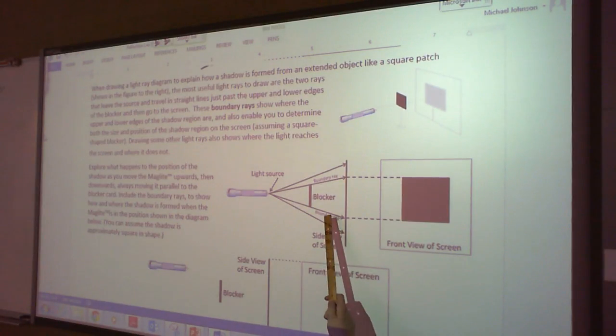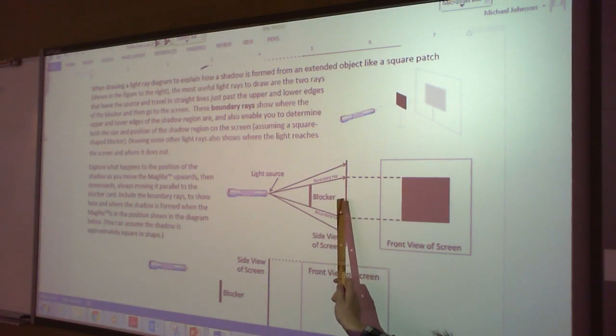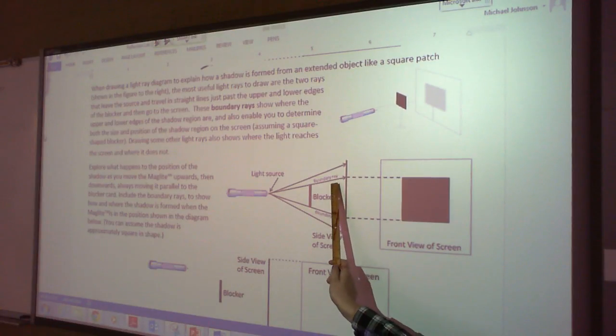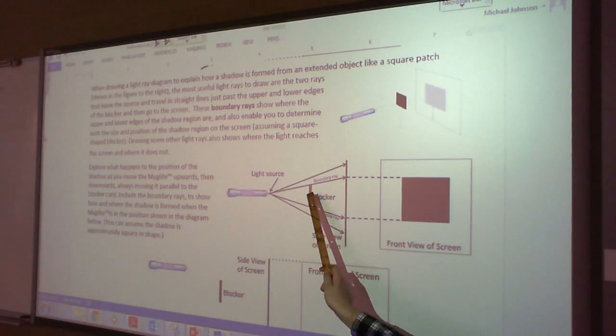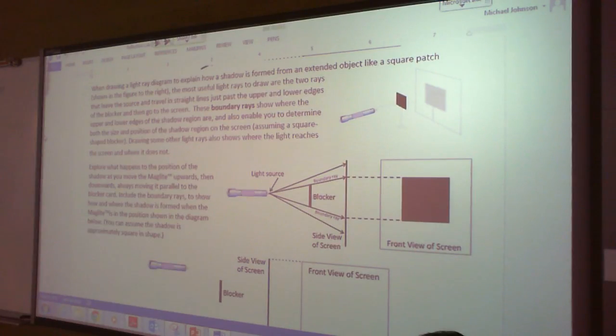And then any rays outside of that angle are going to be light coming through. The rays that are hitting the blocker are going to be shadowed out.